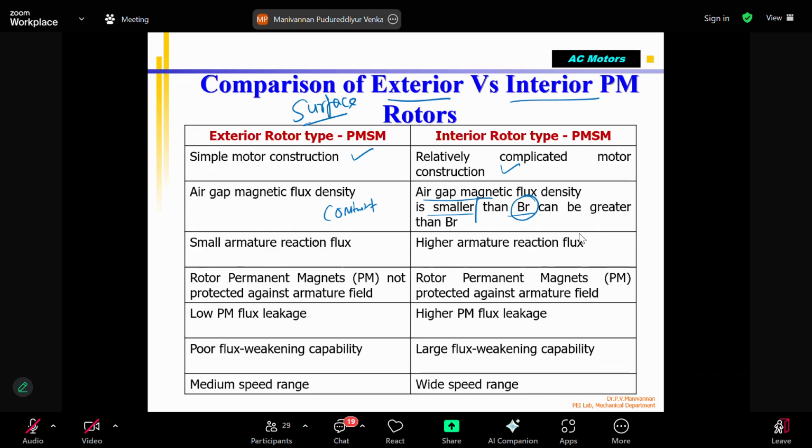Then the armature, small armature reaction flux. Okay, because the magnetic flux is distributed smoothly. In case of surface mounted, the magnetic flux is distributed in the air gap smoothly between the armature rotor and also the stator coil. So because of that, the flux reaction will be very small. Here the armature reaction flux is higher. Then rotor permanent magnet is not protected against the armature field.